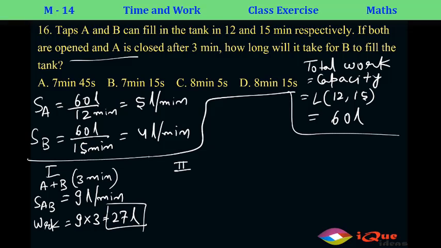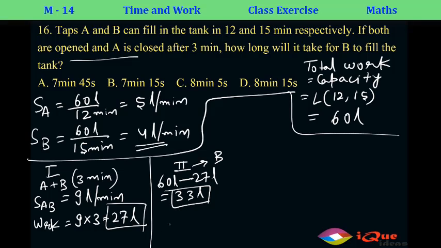Alright. Now in the second part, what is the work required to be done? The work remaining to be done is 60 liters minus 27 liters, which is equal to 33 liters. Who has to do the second part? The second part is done only by B. And what is the speed of B? Speed of B is 4 liters per minute. So the time taken for the second part will be 33 liters divided by 4 liters per minute, which is, 4 8s are 32, so it is 8 1 by 4 minutes.